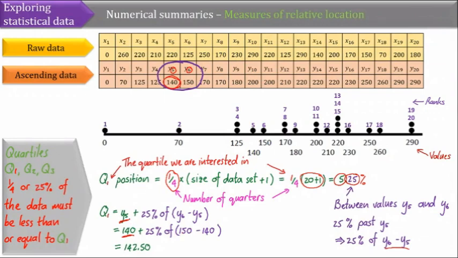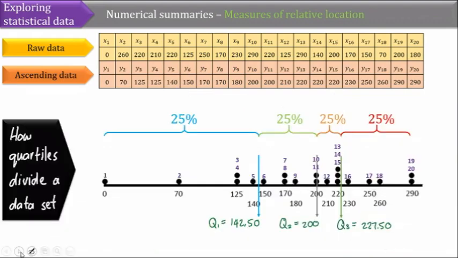Then we're not sitting at Y5, we've passed it. Think of this on the number line. We've passed Y5, we're heading on to Y6, but we don't reach Y6. We only reach 25% of the way. The total distance is 10. So if we take 25% of 10, that's 2.5. So 2.5 plus 140, that's 142.5.